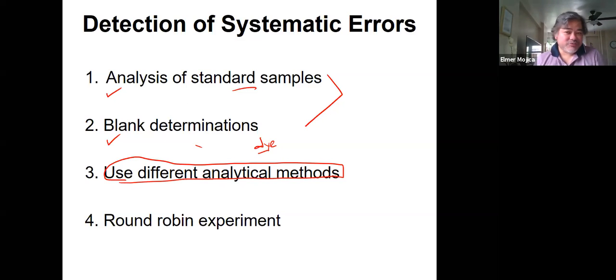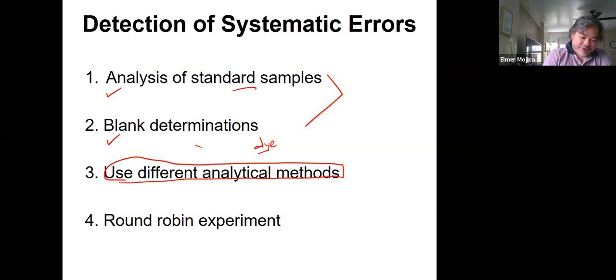So for instance, if you're trying to develop a method to detect the presence of silane in soil samples, say you want to use Raman. You want to make sure that is correct, so you can use a GCMS method to detect if the results match. Okay, so that's the use of different analytical methods.